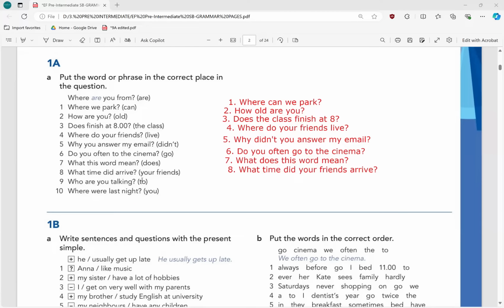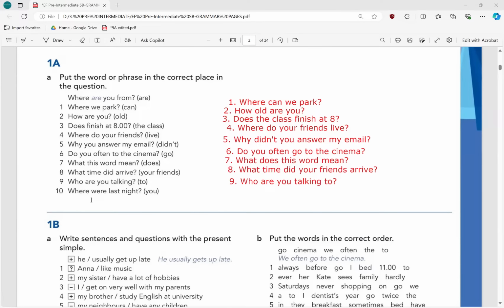Number 9. This is to. To is a preposition. Prepositions usually are attached to some verbs or some adjectives, right? So here, talk to, speak to. Always they come together. So who are you talking to? Number 9. Who are you talking to?